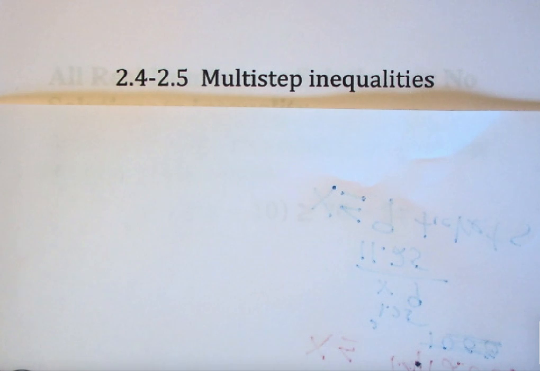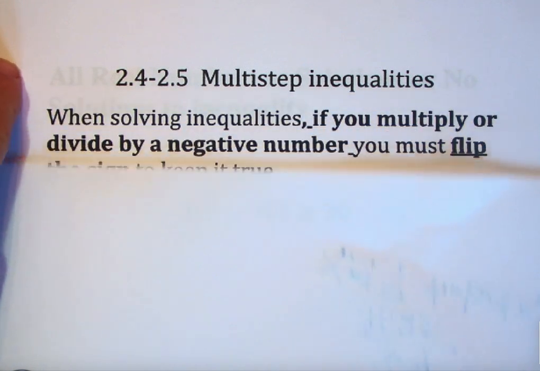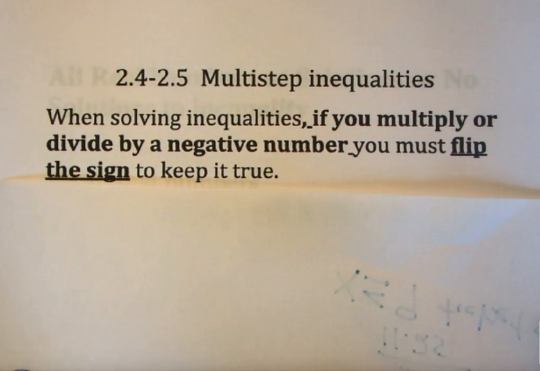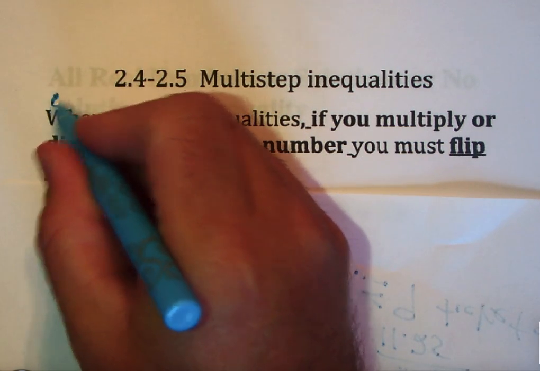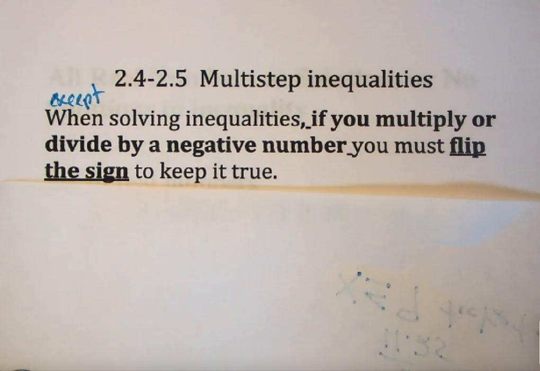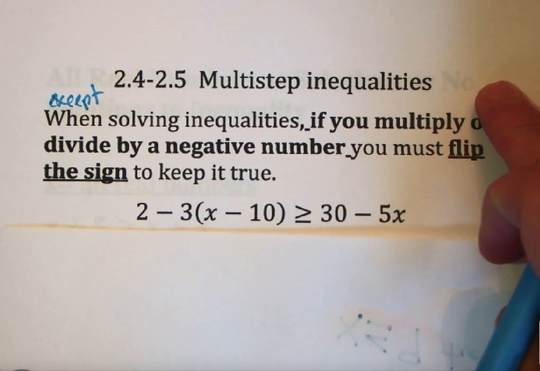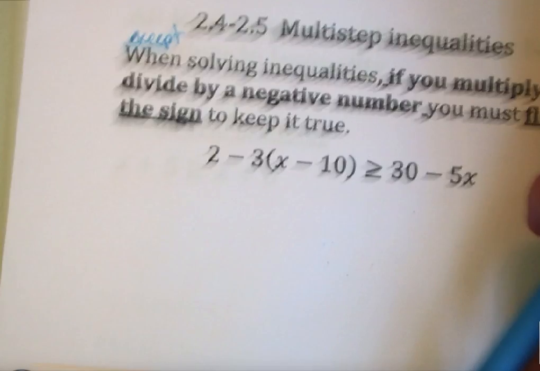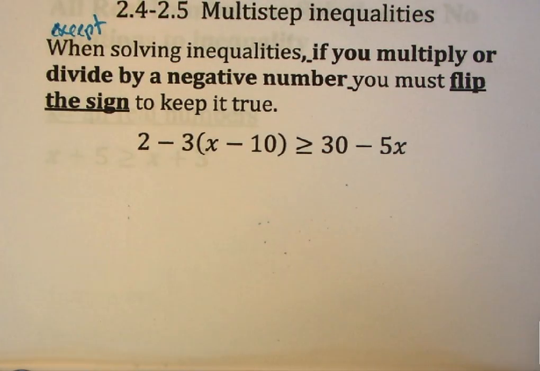Then I would take an answer. Someone would say, just like you solve equations, and I'd be like, yes! Just how you solve equations. That's right. Except, this is the exception. When solving inequalities, if you multiply or divide by a negative number, you must flip the sign to keep it true. That's why we spend time solving equations. We solve them so we can solve inequalities as well.